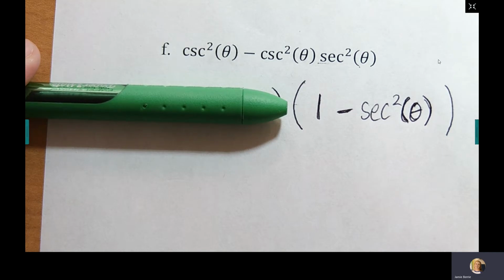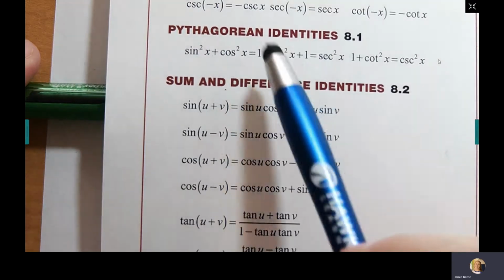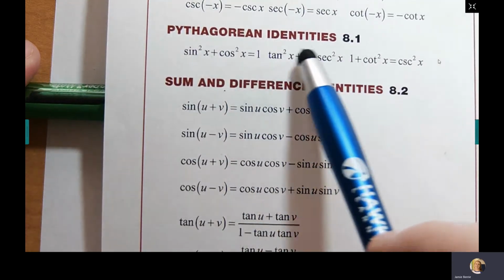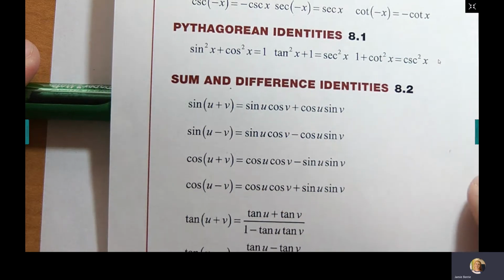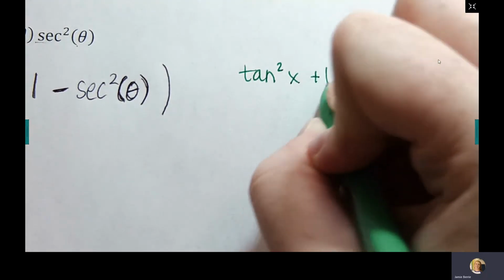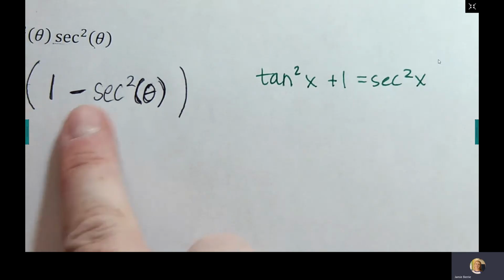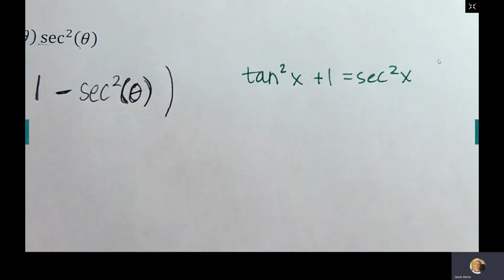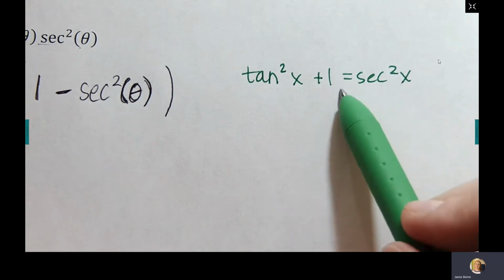All right, so let's look at our Pythagorean identities. We have 1 minus secant squared theta, sort of similar to this middle one here. We'll just have to do some algebraic rearrangement. So let's go off to the side and write that Pythagorean identity. So it's tangent squared x plus 1 equals secant squared x. Now we need it to be 1 minus secant squared theta, or secant squared x in this case. So in order for us to get that, we can move this secant squared over to the left-hand side.